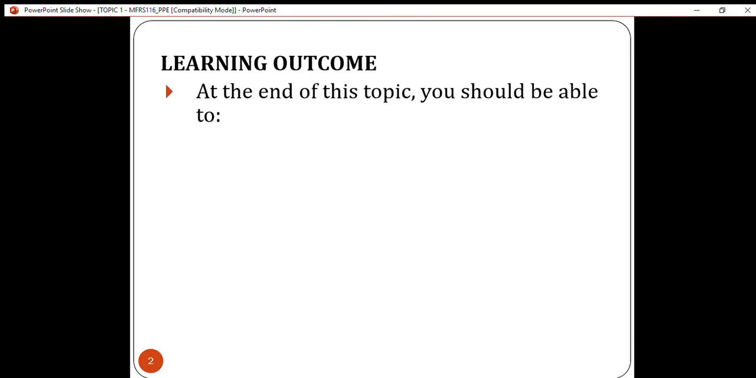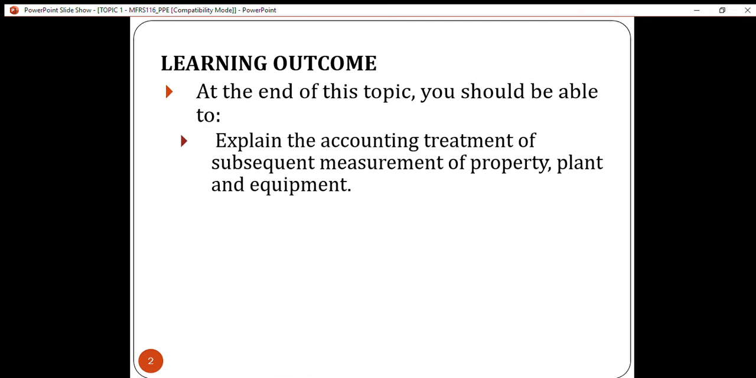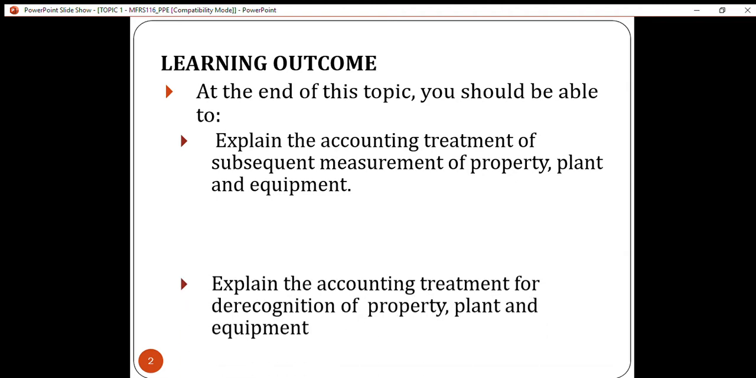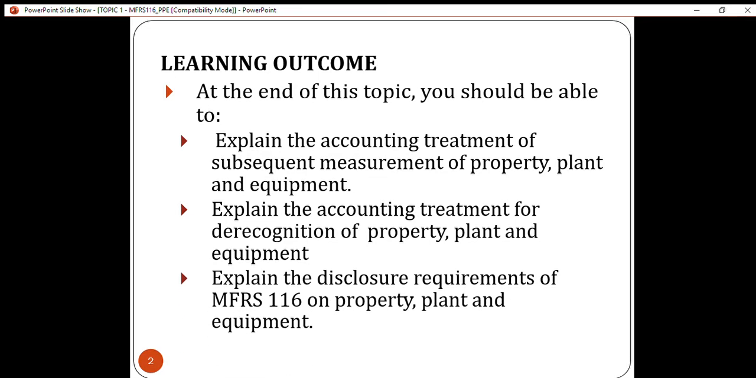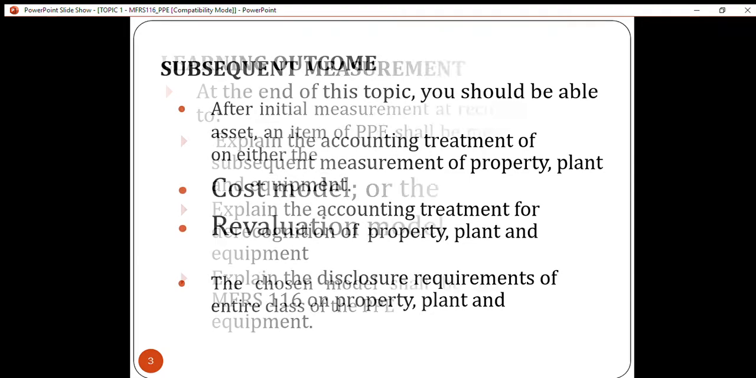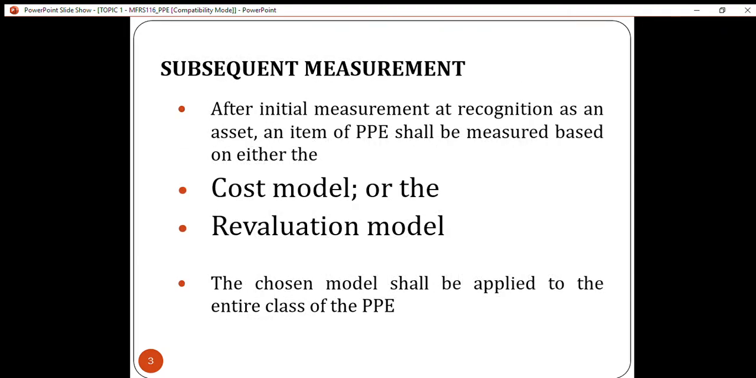At the end of this topic, you should be able to explain the accounting treatment of subsequent measurement of PPE, explain the accounting treatment for derecognition of PPE, and explain the disclosure requirements of MFRS 116 on PPE. Next, I'm going to explain the subsequent measurement of PPE.